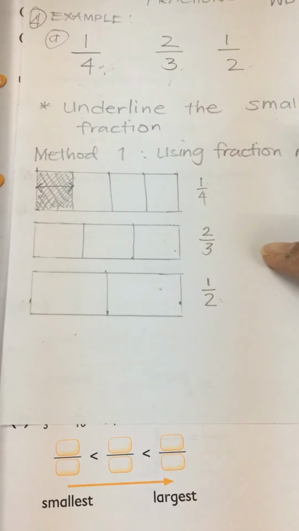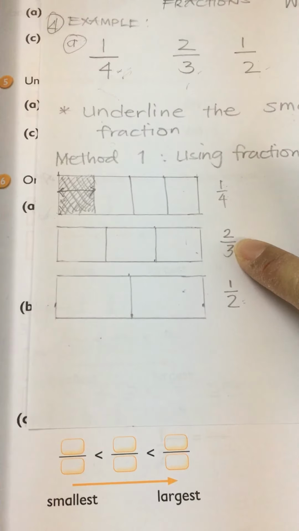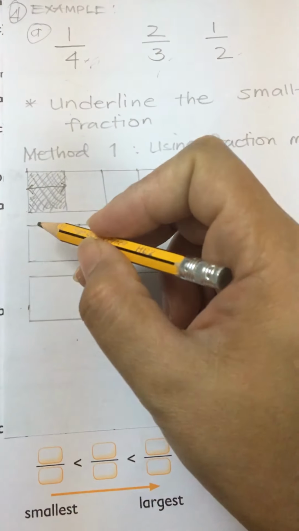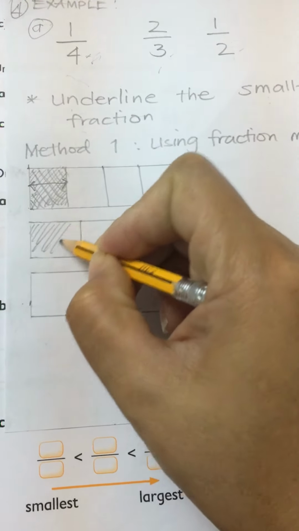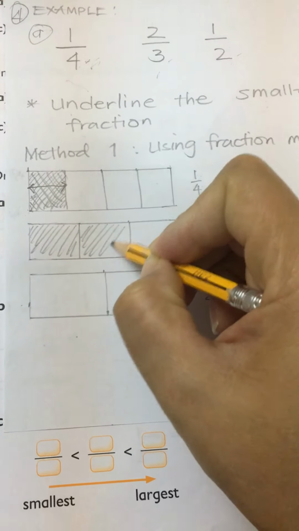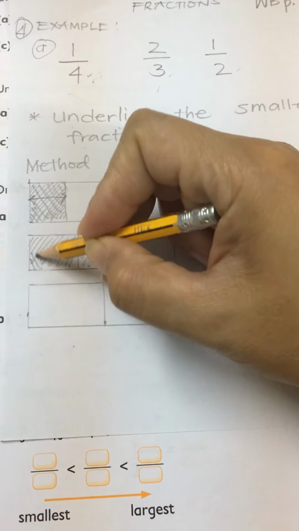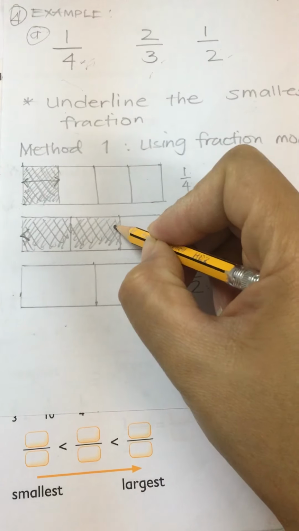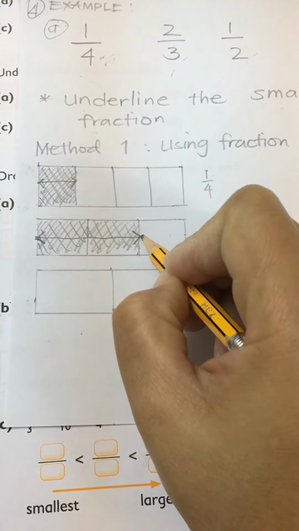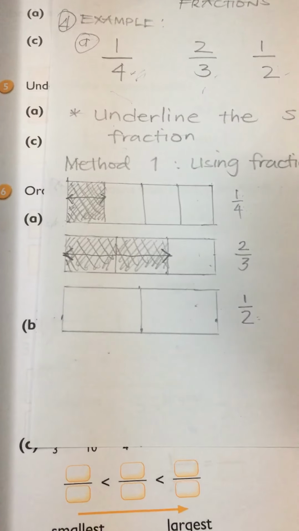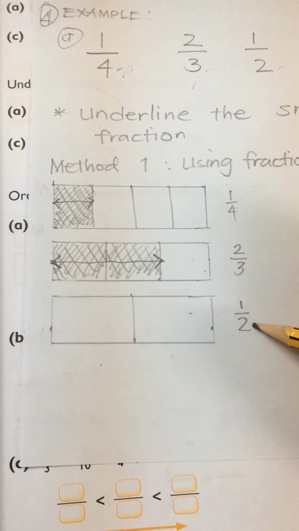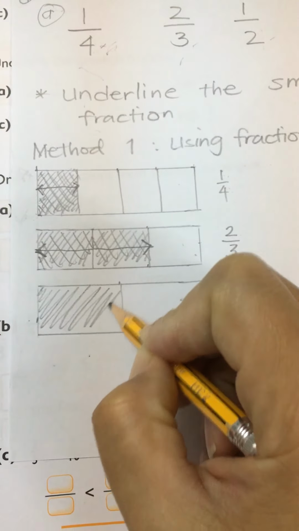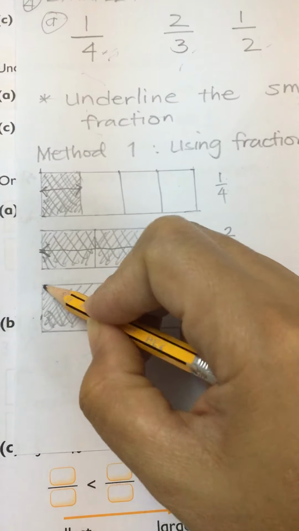And then the 2/3, so we are going to shade 2 parts. We divide it into 3 parts, then we shade 2 parts. Let's shade 2 parts: 1 part, 2. So this is our 2/3. It means starting from here until here. This is how big 2/3 is. And then the last one, which is 1/2. Since we divide it into 2 parts, we are going to shade 1 part only. So this is how 1/2 looks like.